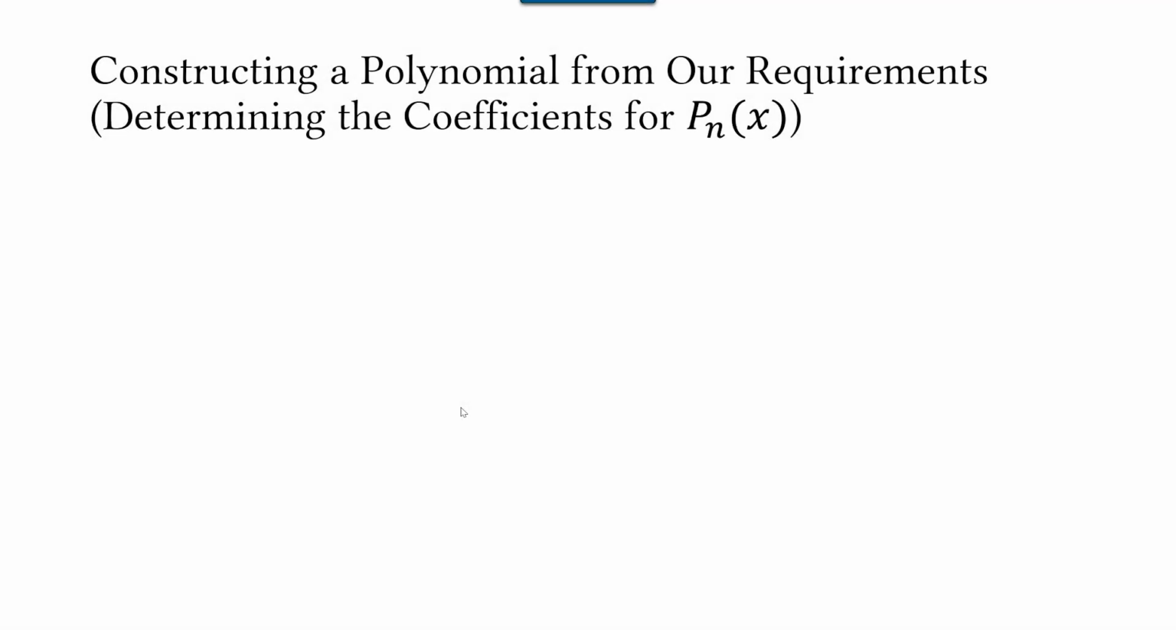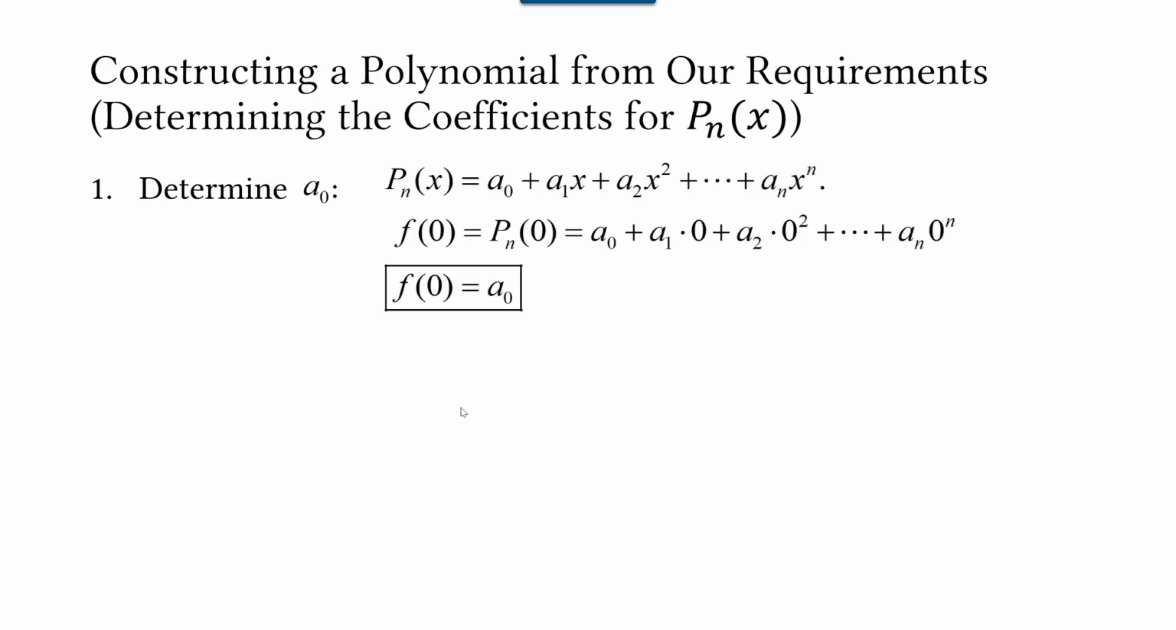Our next step is to take our requirements and show how those actually allow us to calculate the polynomial, to write it down. So first off, we're going to determine the very first coefficient, the constant term, for our Taylor polynomial. Start off by reminding us of the general form for the polynomial. And so we are trying to show how we could figure out just the a naught, the a sub 0.